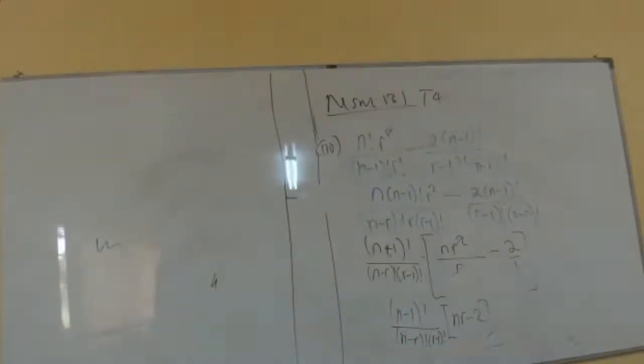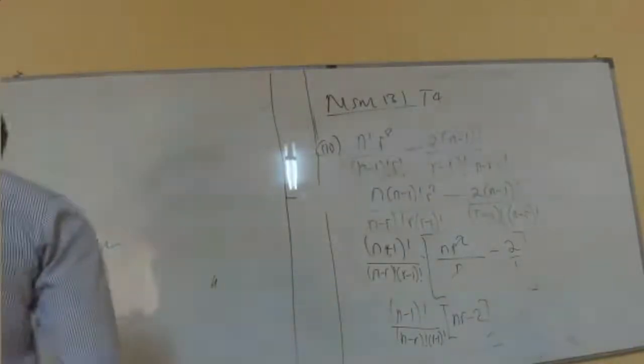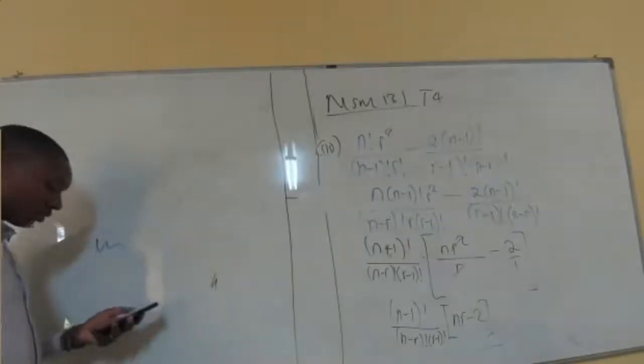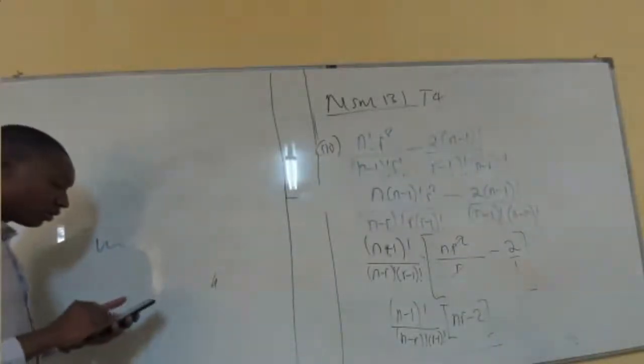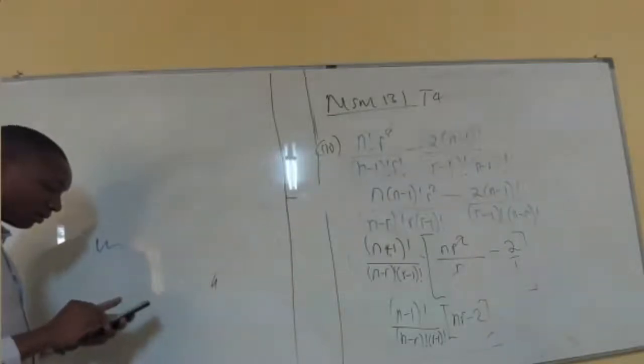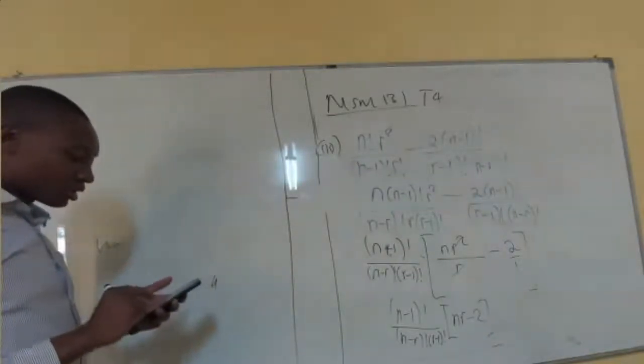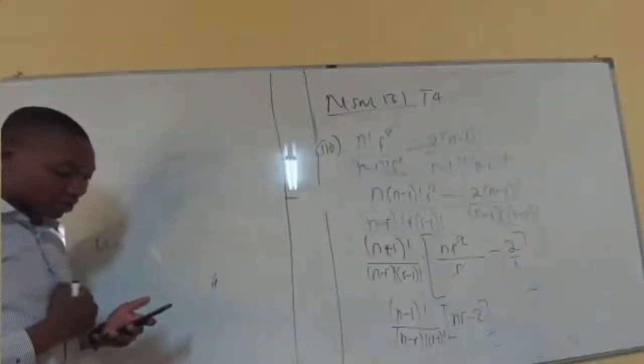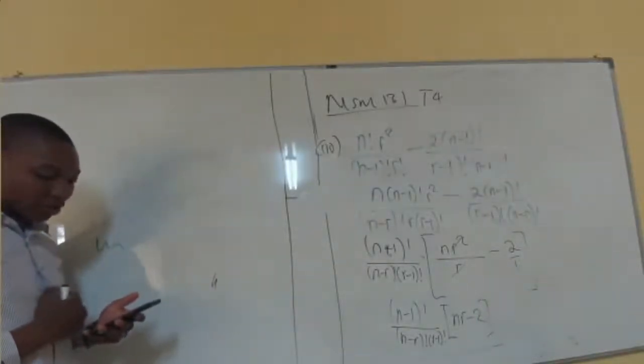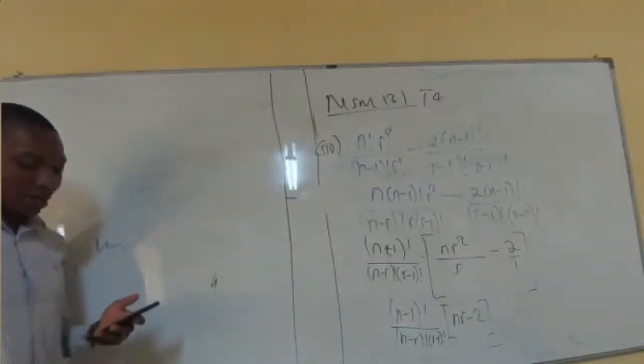Question 2. Let's look at question 2 now. What is question 2 saying? Question 2 says find the term independent of x in the expansion of x minus 1 over 2x squared, all to the power 9.